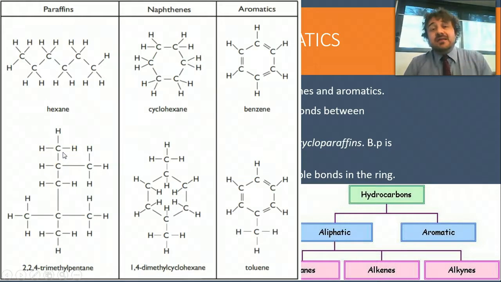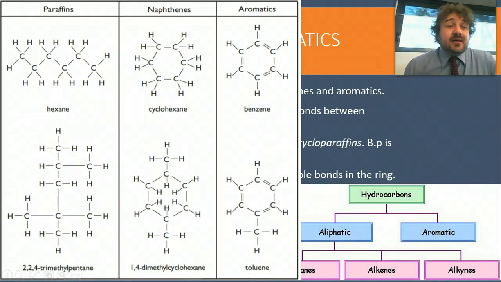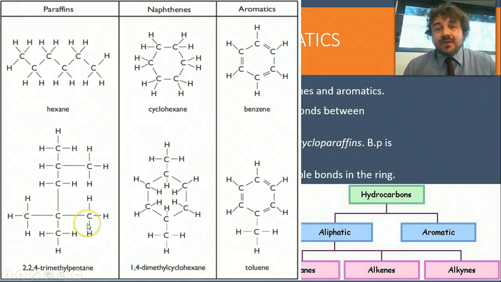Here's a little table to have a look at them. So we've got hexane, cyclohexane, benzene. They're all fairly similarly related. Here we've got the branched chains of them. So you've got toluene down here. You can see that the aromatics have a slightly different naming system.